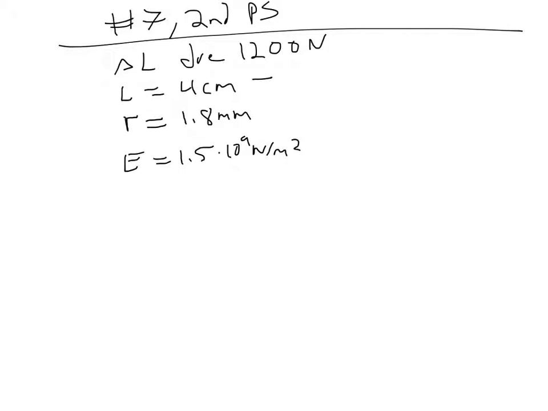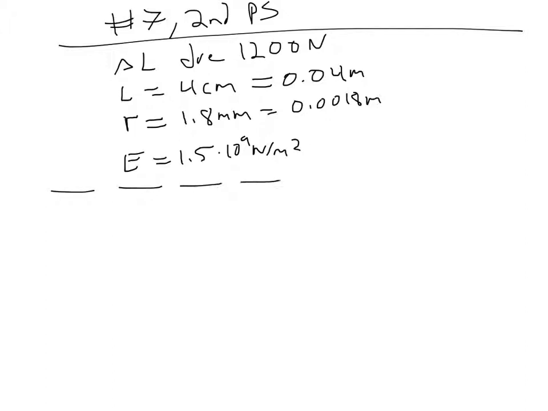We see we have 4 centimeters up here. Let's write these in units of meters, so it's 0.04 meters. And then the radius of the tendon will be 0.0018 meters. So now all of our units are consistent. We have meters, meters, and meters squared.